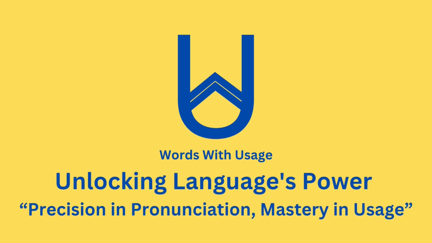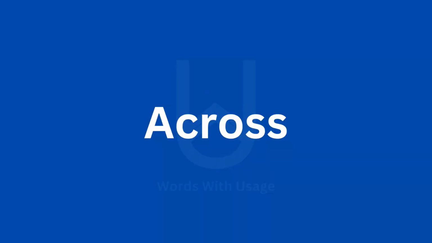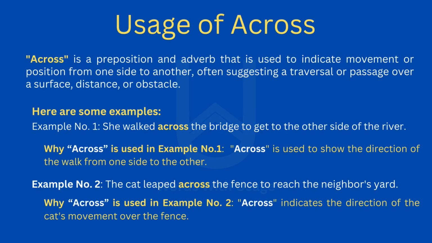In this video, the word is across. Across. Across is a preposition and adverb that is used to indicate movement or position from one side to another, often suggesting a traversal or passage over a surface, distance, or obstacle.